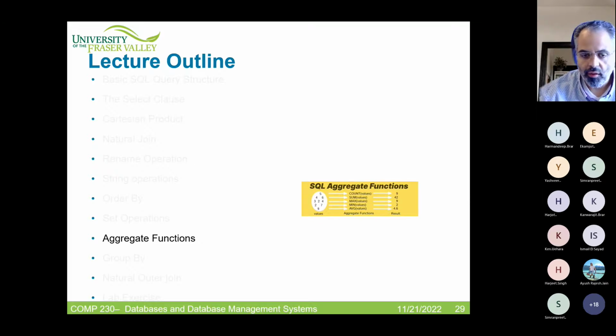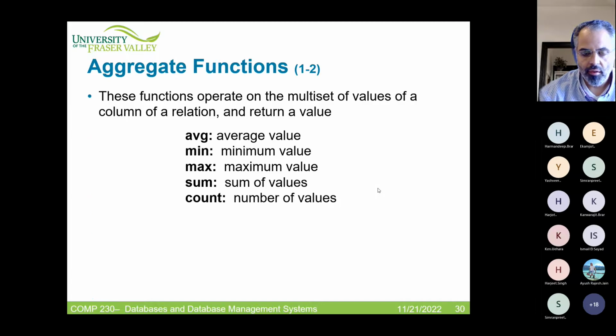The functions that we call aggregate functions are average, minimum, maximum, sum, and count. In relational algebra, we have count and distinct count. Here we just have count, because we have distinct. So rather than saying distinct count, we can say count and then write distinct before the name of the attribute. It will be the same as distinct count in relational algebra.